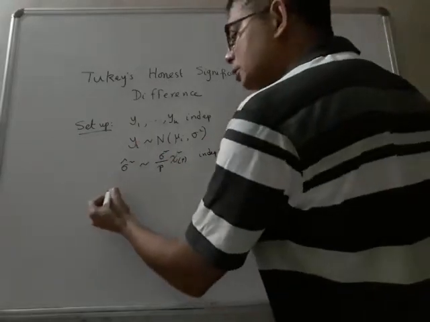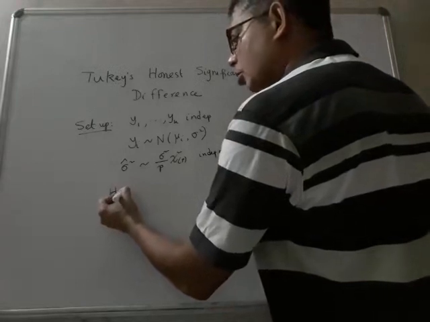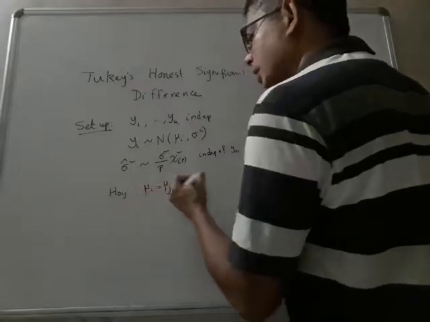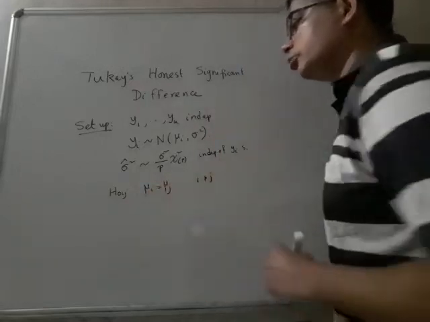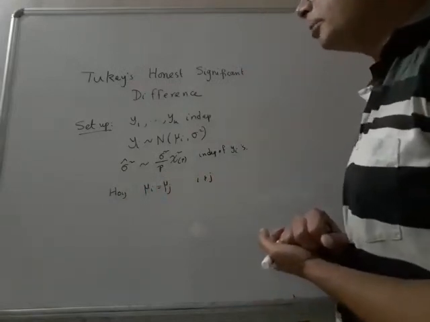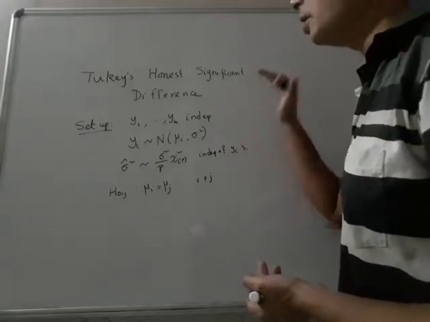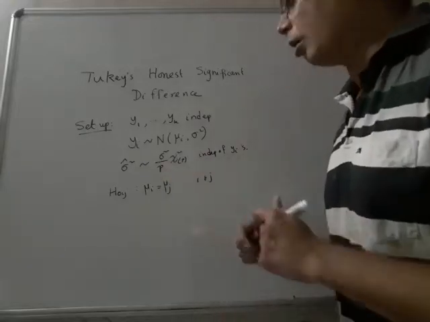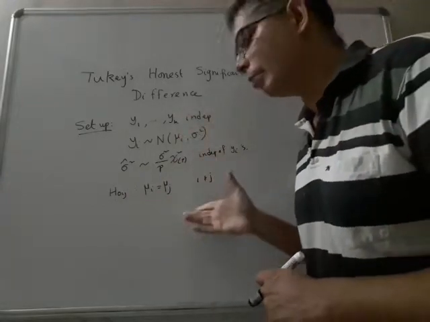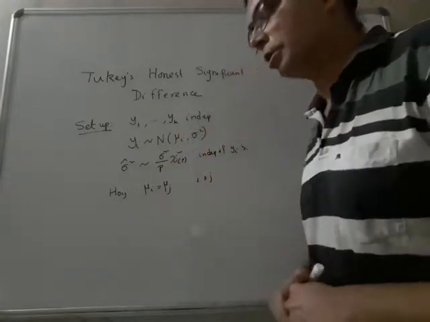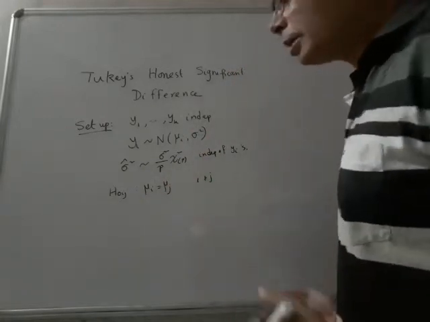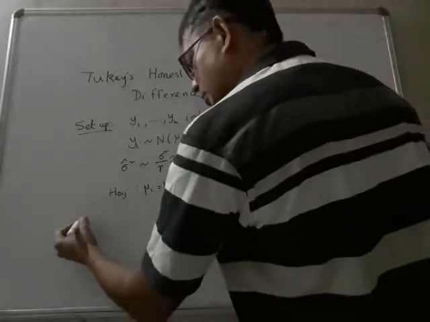If you have this setup, and you are interested in testing H naught ij, which is mu i equal to mu j for all i not equal to j, that is your multiple hypothesis setup, then Tukey's honest significant difference method is one way of accepting or rejecting each one of these k choose two many null hypotheses. Of course, the alternative hypotheses are that they are not equal. Now the technique is the following. So this is the test.